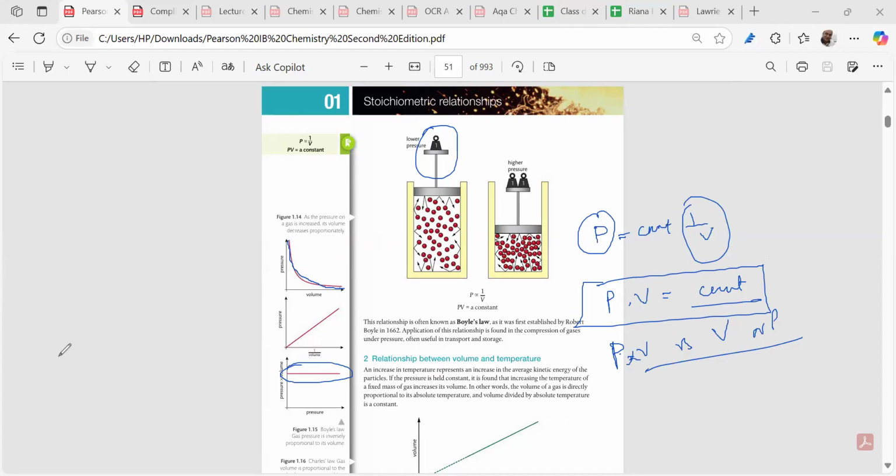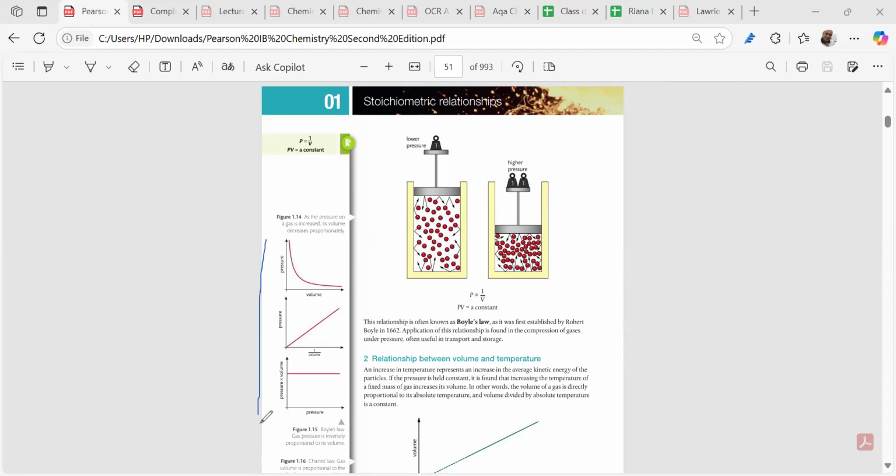We'll be getting a straight line. Did you get my point? So this is a very important part we have to understand. We'll be getting a straight line, right? This is clear?